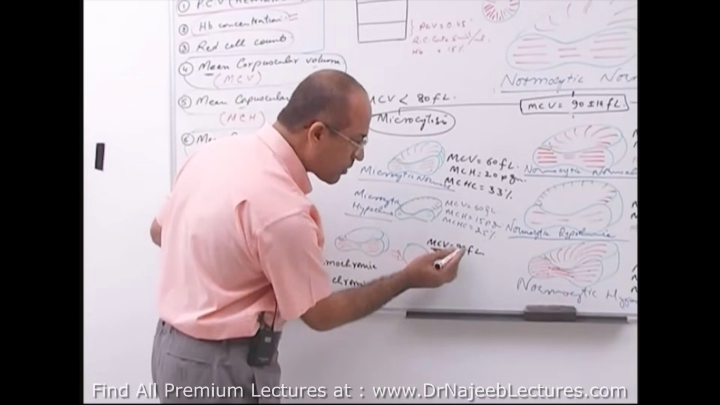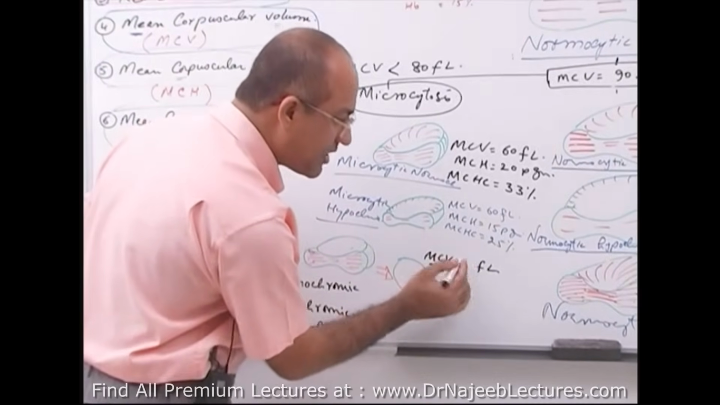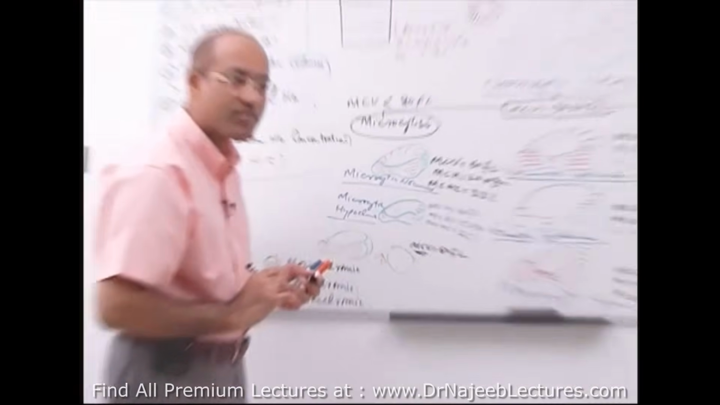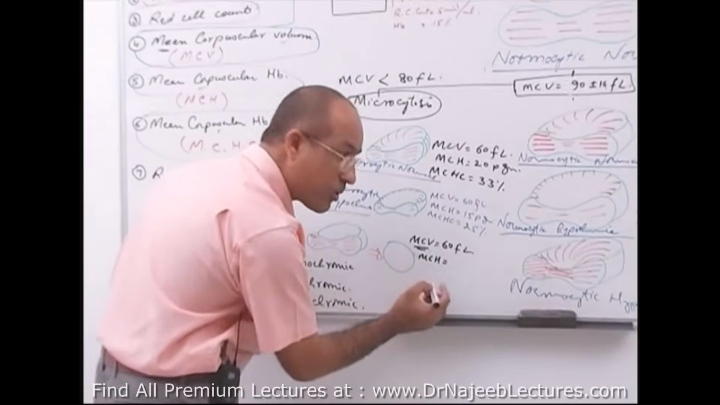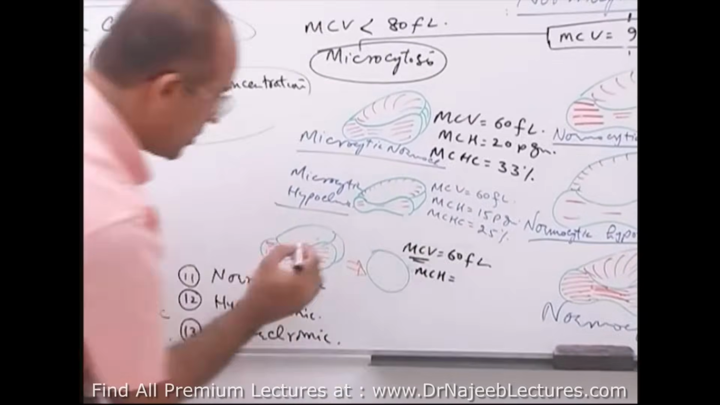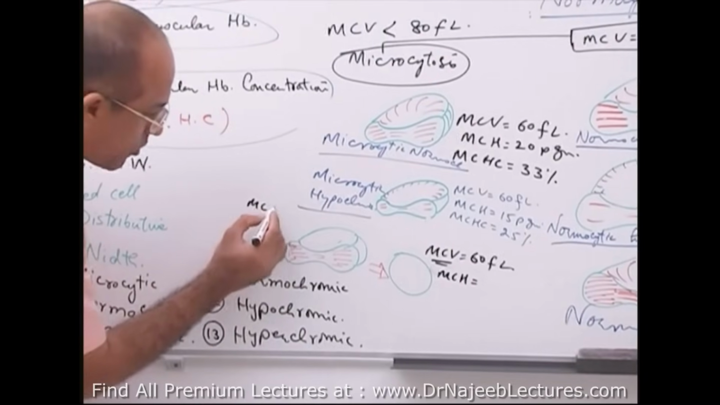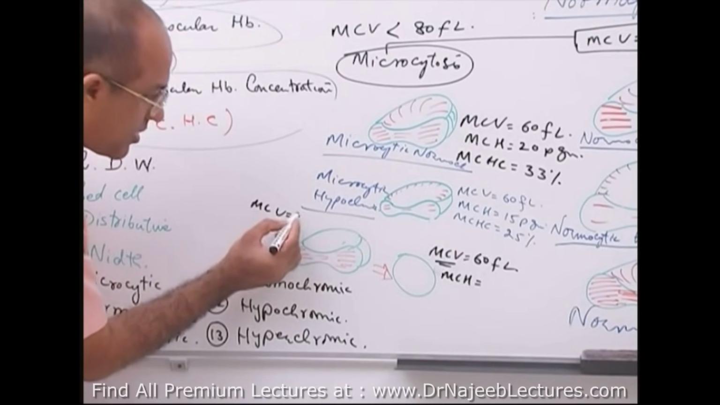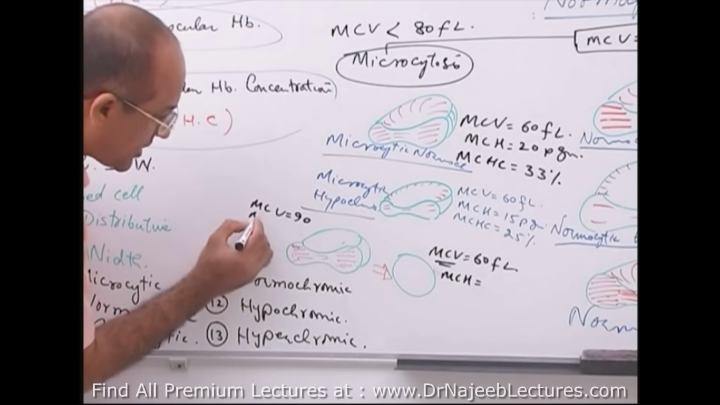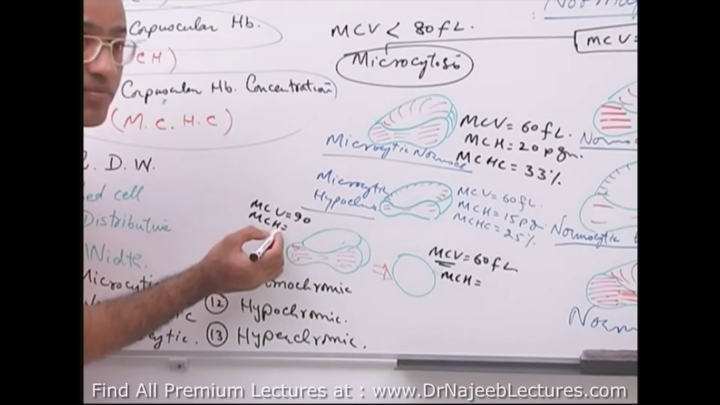So eventually mean corpuscular volume is reduced. Rather than a mean corpuscular volume of 90, eventually it becomes 60 femtoliter. But mean corpuscular hemoglobin remained the same. What was the original mean corpuscular volume? 90. What was the normal mean corpuscular hemoglobin?